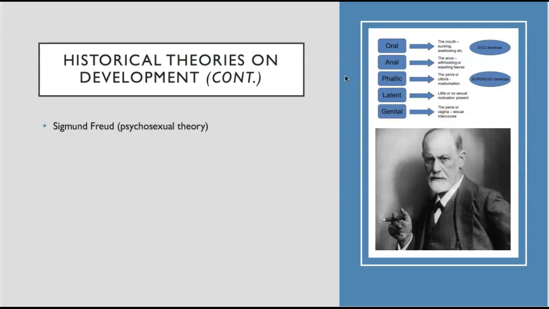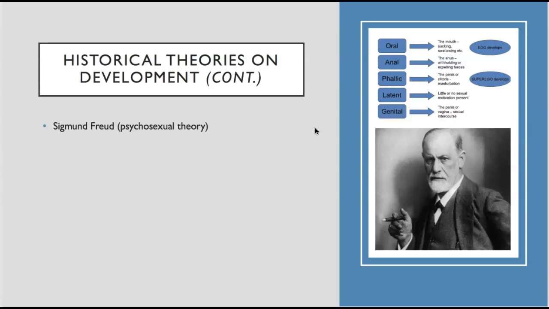The third stage is the phallic stage, and this occurs between the ages of 3 and 6. It is referred to as the phallic stage because usually around the age of 3, this is when children begin to understand the differences between males and females. In this stage, Freud believed that boys go through the Oedipus complex and girls go through the Electra complex.